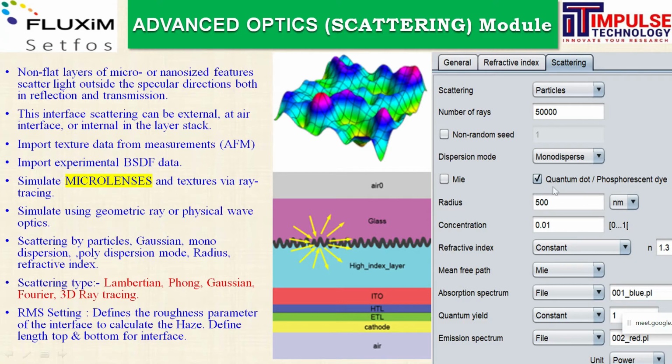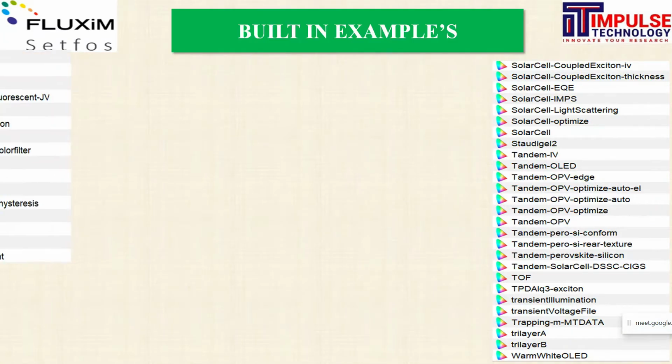And if you want to define the MI, quantum dot, phosphorescent dye, radius, concentration, refractive index, quantum yield, absorption spectrums, emission spectrums, all these things you can simply put in the user interface instead of writing any script. So script writing is not compulsory here. Everything will be from the user interface.